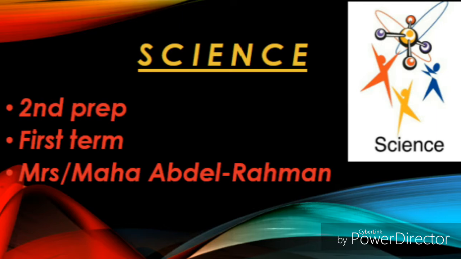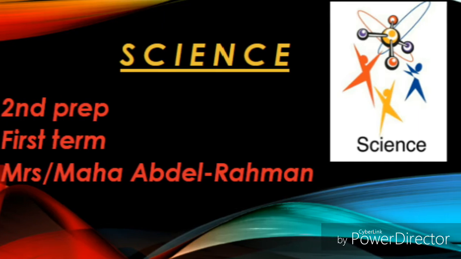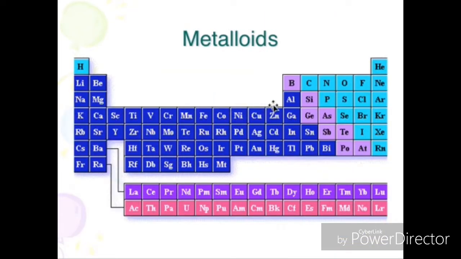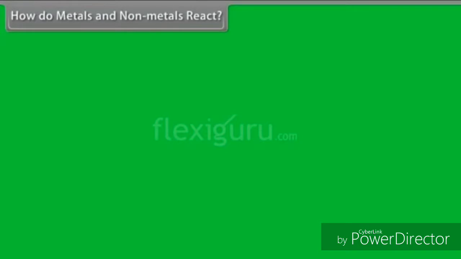Let's continue together the properties of elements in the modern periodic table. The third property is metallic and non-metallic property. Elements in the periodic table are classified into four main kinds: metals, non-metals, metalloids, and noble gases.